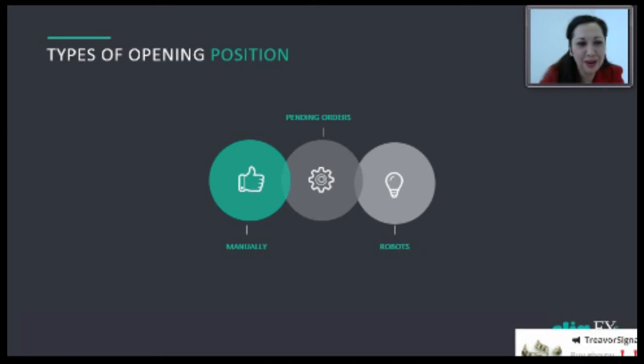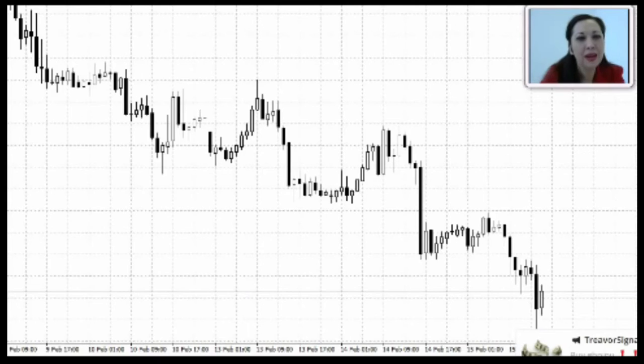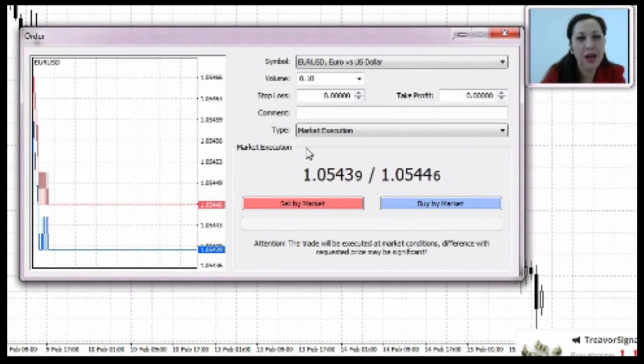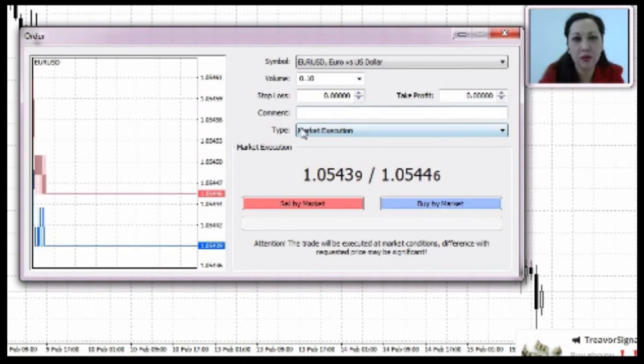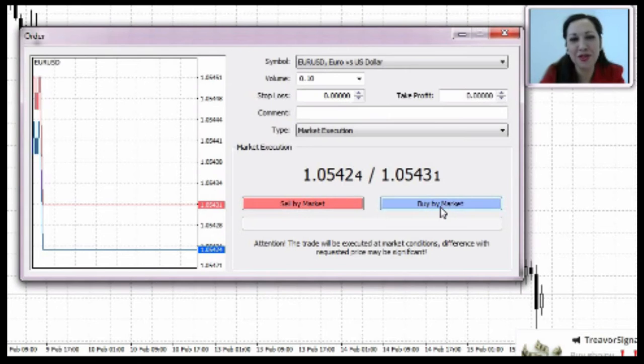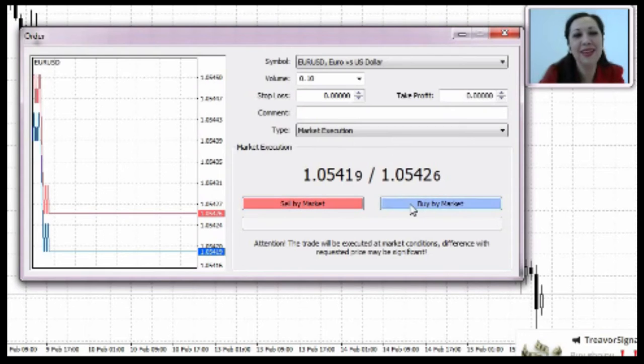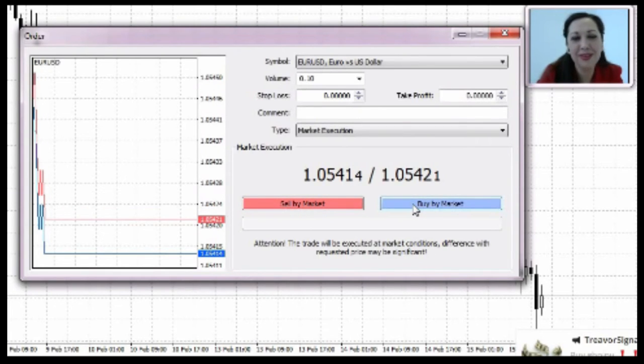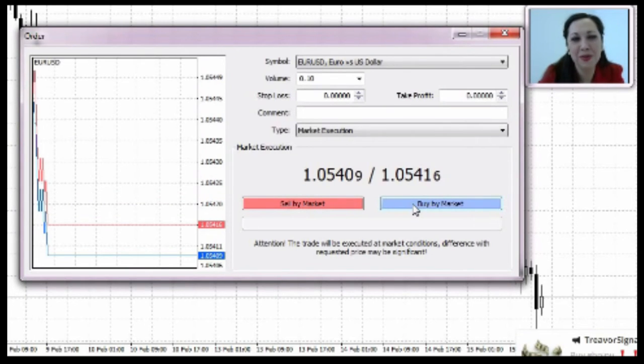Let's look how it's done. For example, you entered the market. This is the terminal, it's not news for you. You click the new order button and you see there is market execution. I'm showing it right now with my cursor. There are two icons, sell and buy, and it depends in which direction you would like to open the position. If you want to open a sell, you click sell. If you want to buy some currency, you click buy. This is the simplest way you open the position manually.